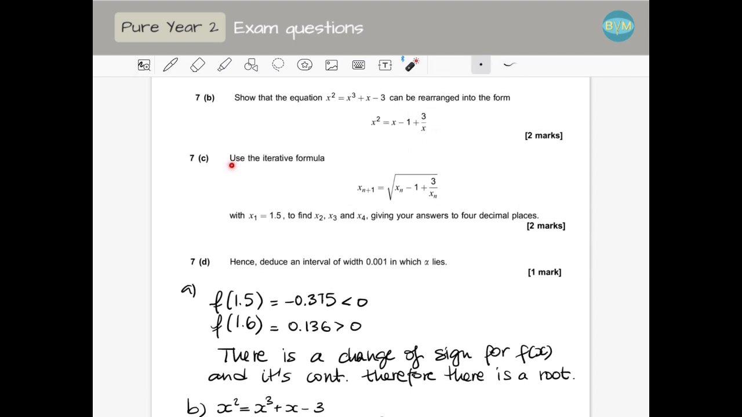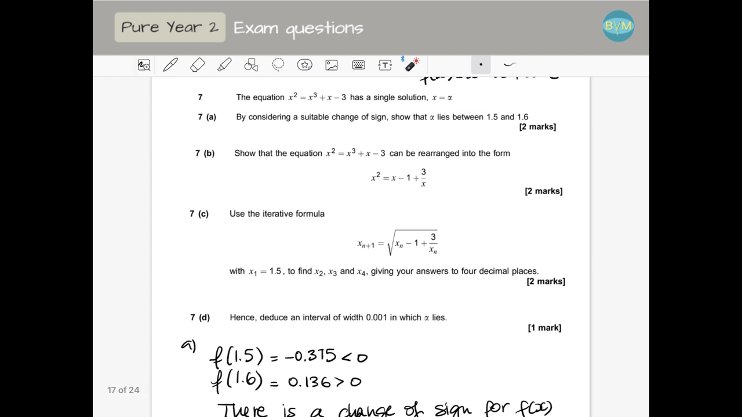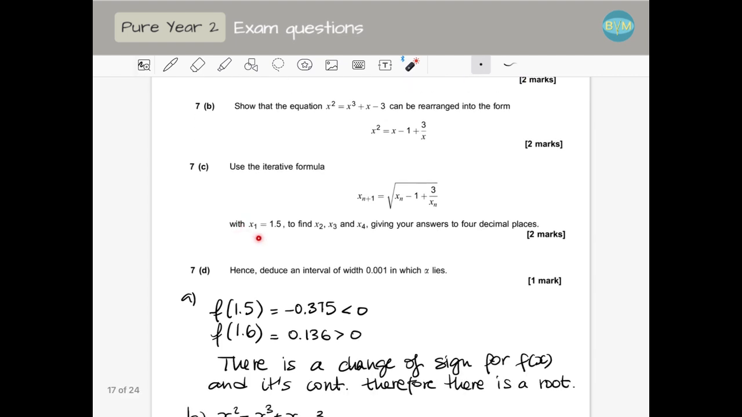Then use the iterative formula, this one, which comes from here. You compare this one with this one, it is the same. So if x1 is 1.5, I have to find x2, x3, and x4. Remember, we have a solution between 1.5 and 1.6, so this iteration is going to bring us close to an answer between 1.5 and 1.6. If I substitute x1 by 1.5 here, I'm going to get x2. When I have the value of x2, if I substitute here, I'm going to have x3, and so on.